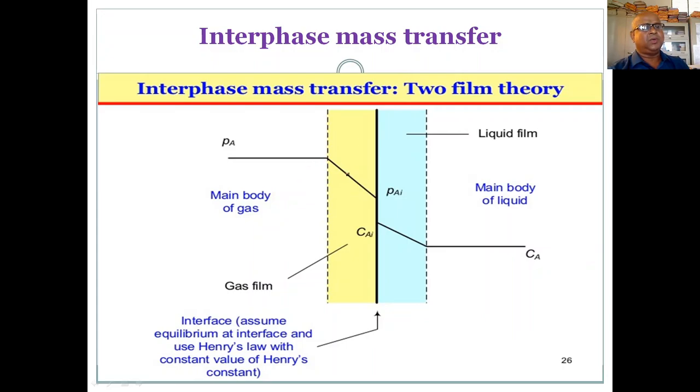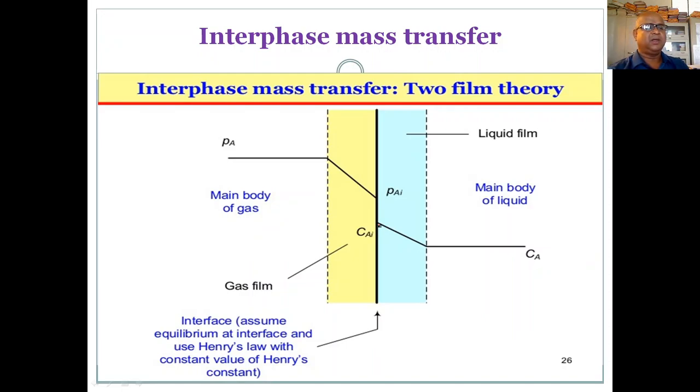Now there is one concept, that is film theory. What they are telling, so here I am defining the same thing in terms of partial pressure for the gas phase, and this is the liquid phase CAI. I can convert this way also. So this is main liquid, meaning bulk liquid, this is bulk gas, this is liquid film, this is gas film. And at the interface we will assume that the concentration on the gas side and the concentration on the liquid side will be in equilibrium.